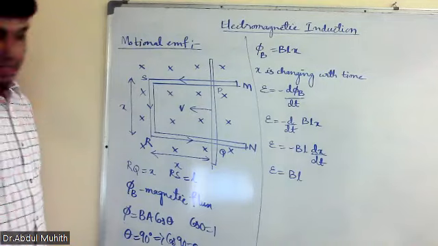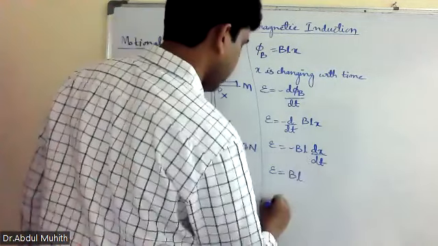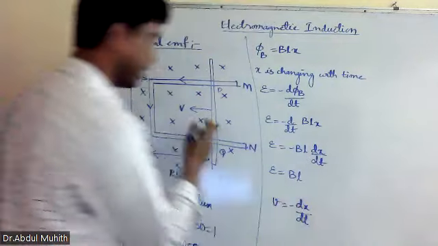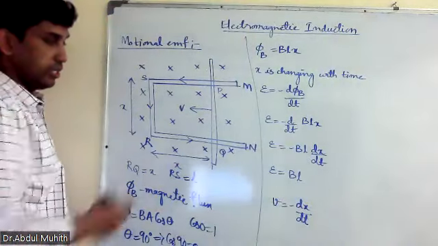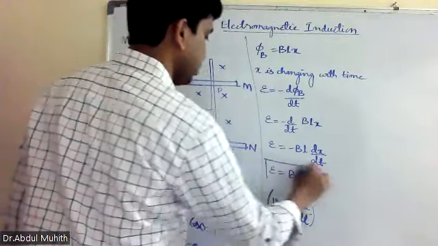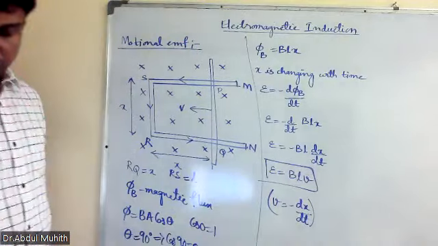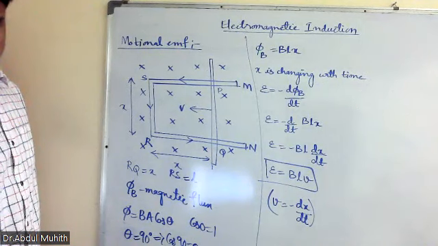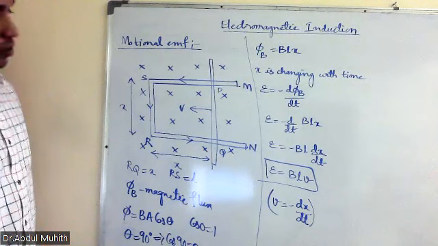So here we write minus v. Why minus dx? Because the distance is decreasing. That is the reason. So we are writing here BLv. This is the formula. The induced EMF formula is E is equal to BLv. So that completes your derivation.